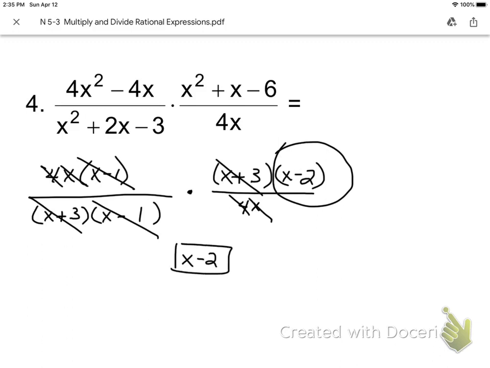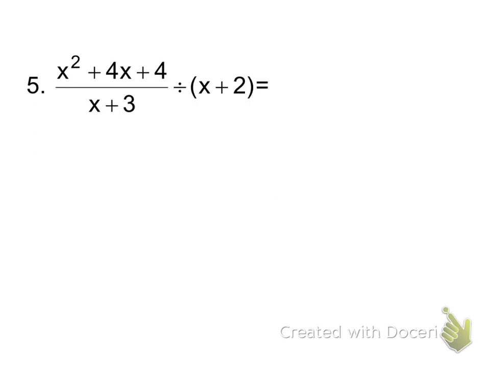So if you can factor, you can multiply and divide rational expressions, because all you do is factor them and then cancel any factors that they have in common. All right, let's look at number 5.